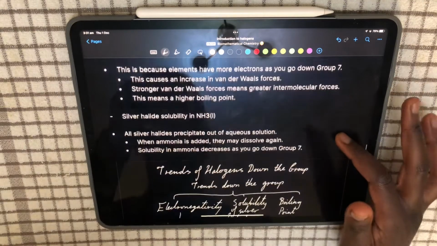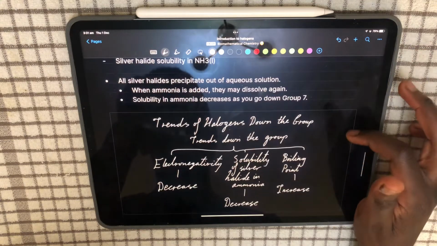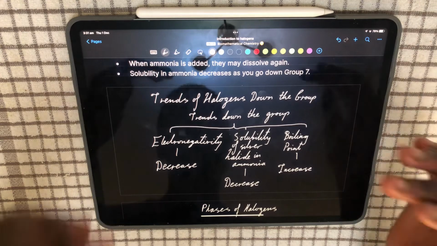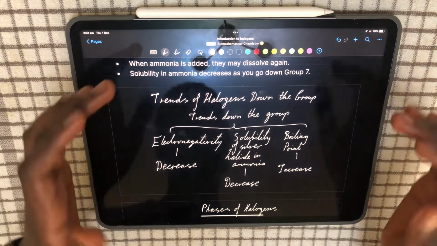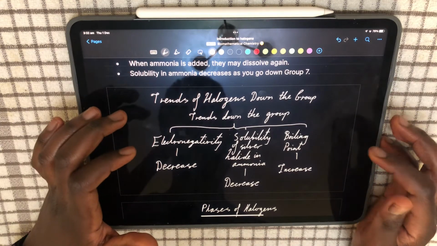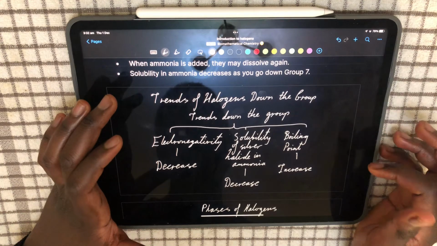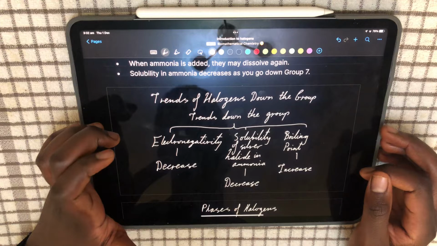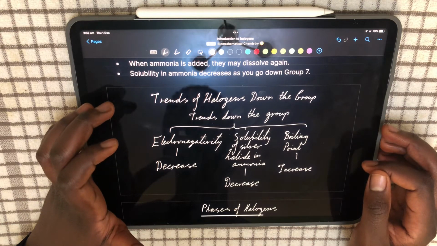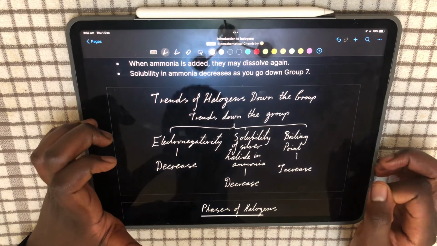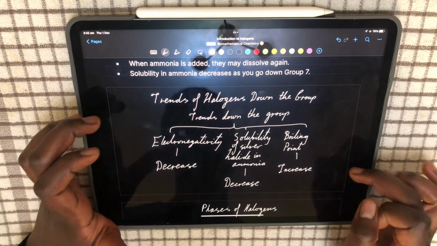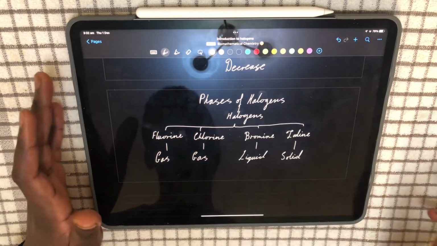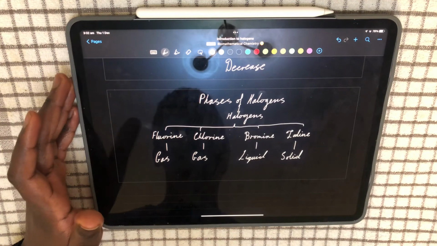But yeah, that's generally what you need to know for halogens, right? And trends of halogens, as I said, we're just reviewing everything that we went through in this video. The trends of halogens down the group are that electronegativity decreases as you go down the group, solubility of silver halides decreases as you go down the group, but the boiling point increases as you go down the group. And obviously we have the phases here. Fluorine and chlorine are gases, bromine is a liquid, and iodine is a solid.